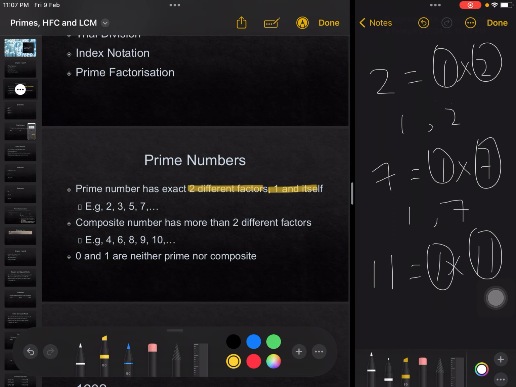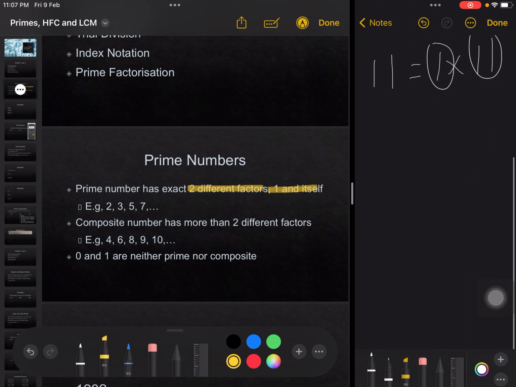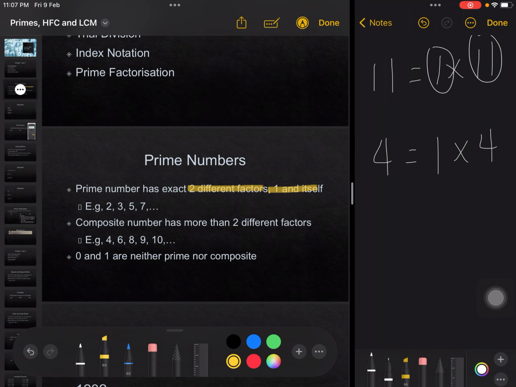Okay, so next, composite numbers. Composite numbers are numbers that have more than 2 different factors. Let's say for example 4. 4 equals 1 times 4, correct? 4 is also equal to 2 times 2. From here we can understand that the factors of 4 are 1, 2, and 4. Since there are more than 2 factors of 4, 4 is a composite number.